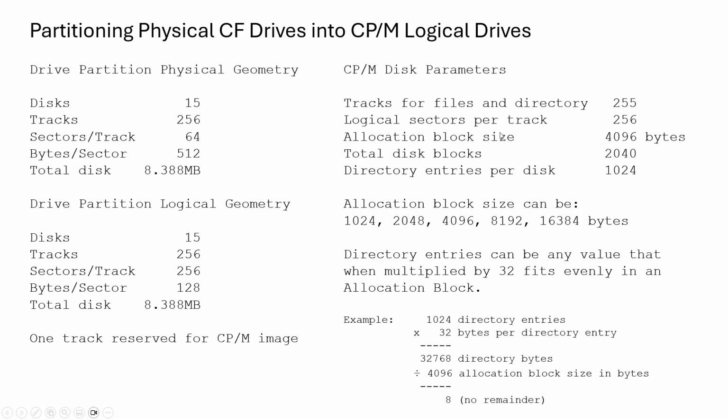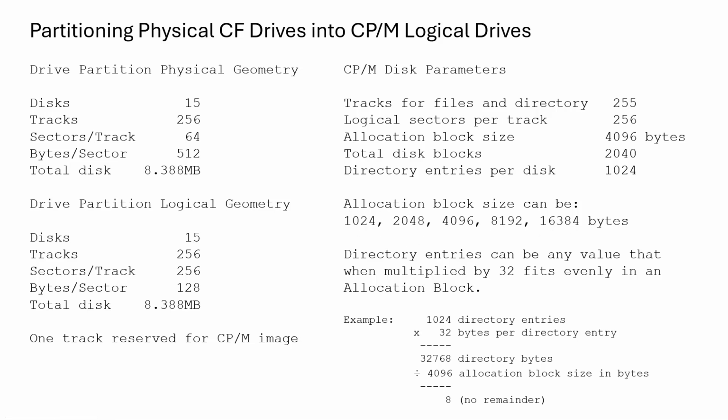I chose an allocation block size of 4096. Now there's 6 choices here. It could have been 1024, 2048, 4096, 8192, or 16384. The choices here are yours to make.